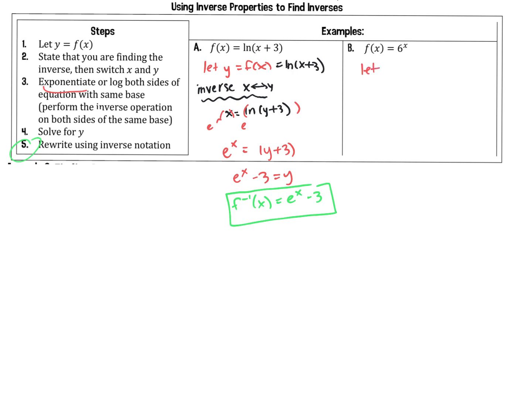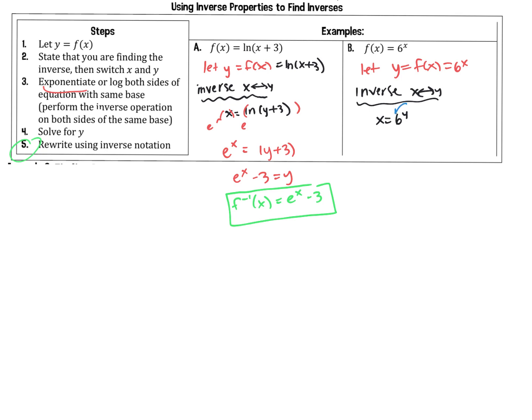So we're going to start by saying let y equal f of x, which in this case is 6 to the power of x. Then we are going to find the inverse by switching our x and our y. So x is going to equal 6 to the power of y. Now we need to isolate y, but y is in the exponent. The only way to get y out of the exponent is to take the log of both sides.